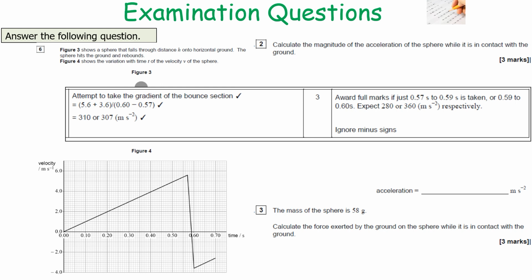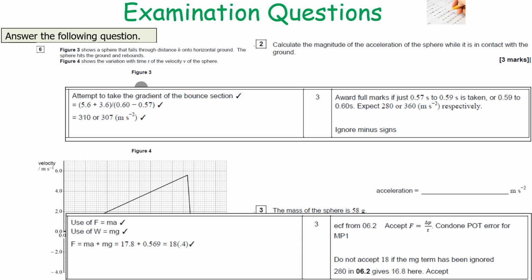Well, we've got the force exerted on the ground due to the movement, which is F equals ma, but we've also got the force exerted on the ground by the sphere due to its weight. So you've got to think of all the forces acting on it when it's in contact with the ground. So you add the two together and you get 18.4 newtons.